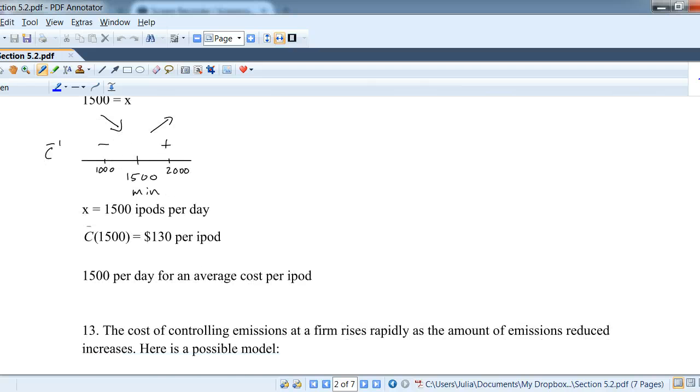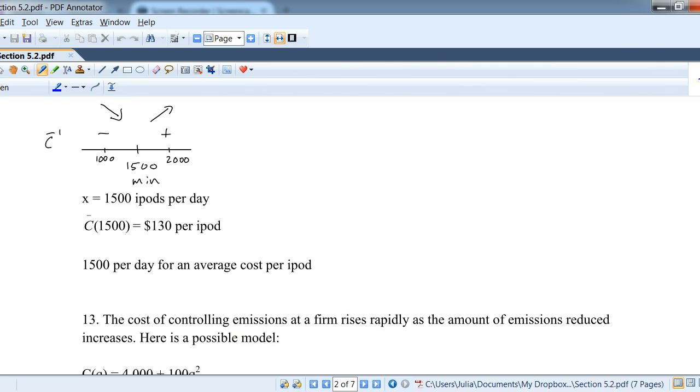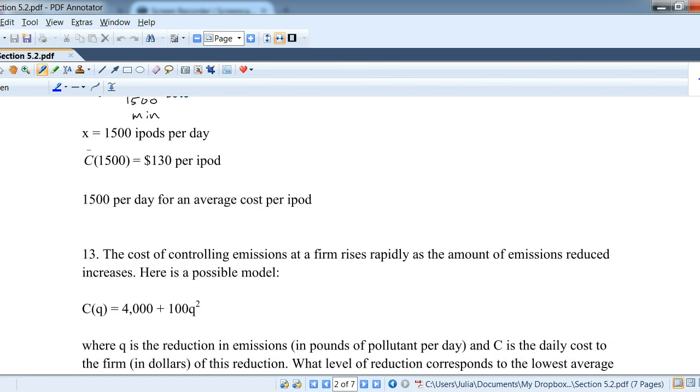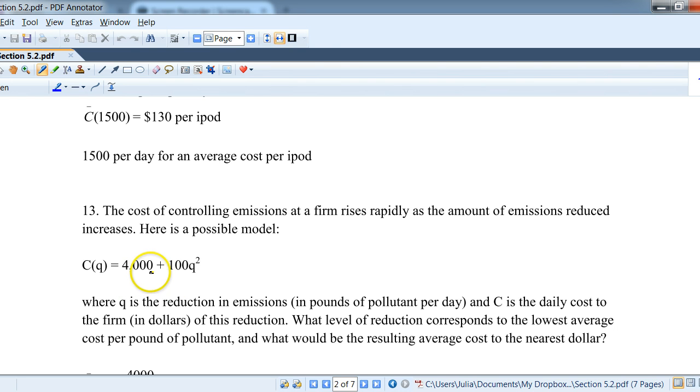Now, here's one about controlling emissions. I think we talked about that a little bit in a previous chapter, I believe section 4.2. But here we have the cost of controlling emissions, this time in terms of quantity of emissions. So if we have C of Q equals 4,000 plus 100 Q squared, where Q is the reduction in emissions in pounds of pollutants per day, and C is the daily cost to the firm in dollars of this reduction. What level of reduction corresponds to the lowest average cost of pollutant, and what would be the resulting average cost to the nearest dollar?